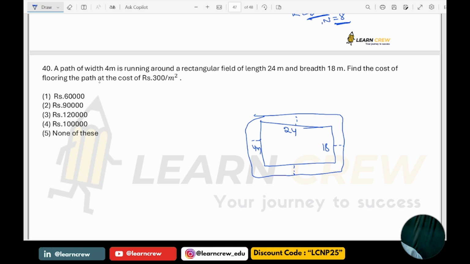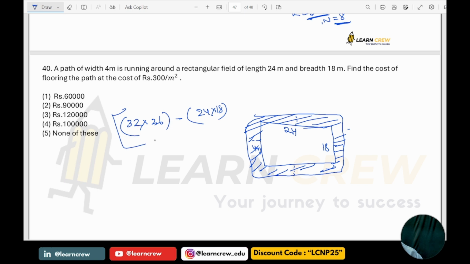Find the cost of flooring the path. What is the cost of flooring the path? What is the area of the path? So 24 plus 8, 32. 18 plus 8, 26. 32 into 26 minus 24 into 18. This is the path area at the rate of 300.